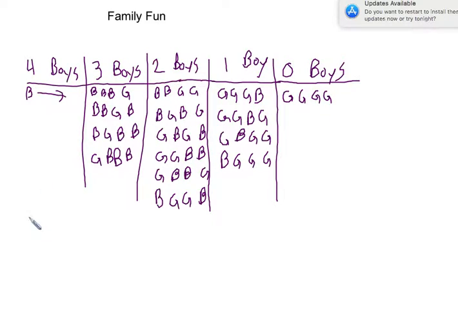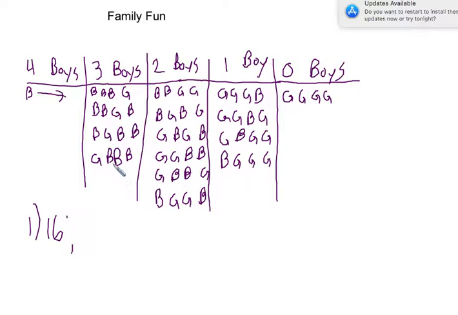So number 1, it says, what is the total number of outcomes? 1, 2, 3, 4, 5, 6, 7, 8, 9, 10, 11, 12, 13, 14, 15, 16. So 16 total outcomes. How many outcomes have at least 1 girl?